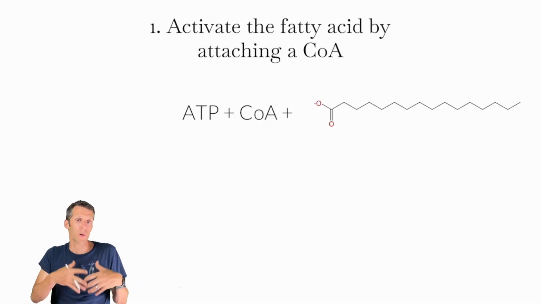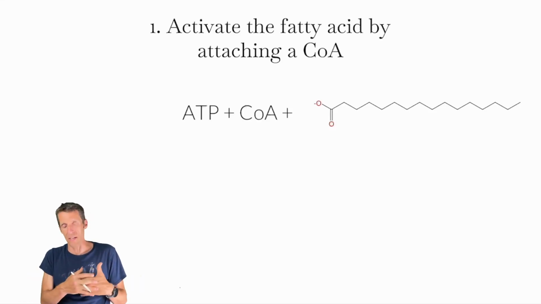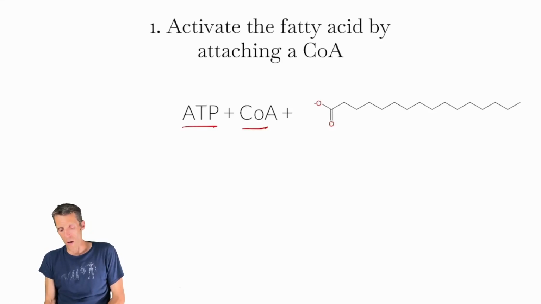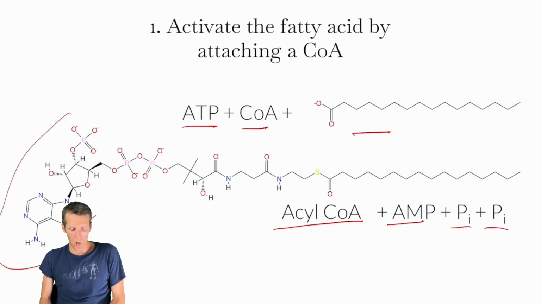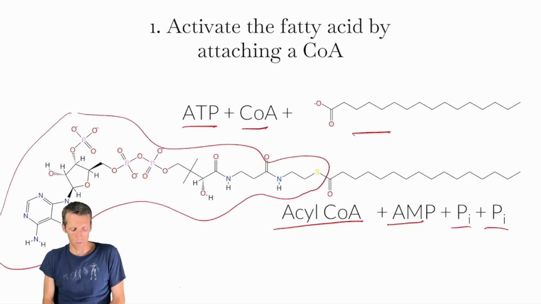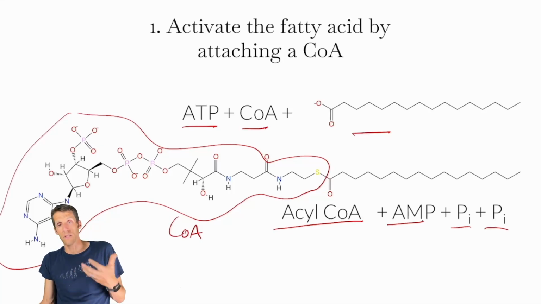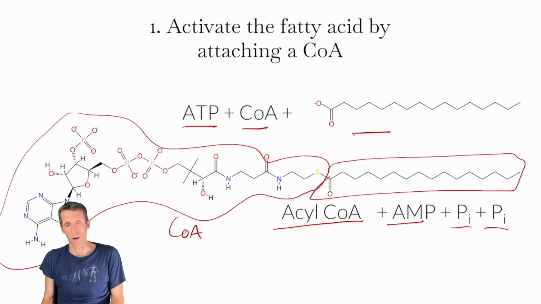The first step is we're going to activate the fatty acid by attaching a coenzyme A molecule, a CoA. So we're going to take an ATP, a CoA, and our fatty acid. And we're going to generate a molecule known as acyl-CoA, adenosine monophosphate, and two inorganic phosphates. Now, the thing I want to note here is this CoA is the same CoA we've seen over and over. This is just like you see in acetyl-CoA, but now this CoA, instead of having just an acetyl hanging off of it, has an entire acyl chain hanging off it, hence the name acyl-CoA.